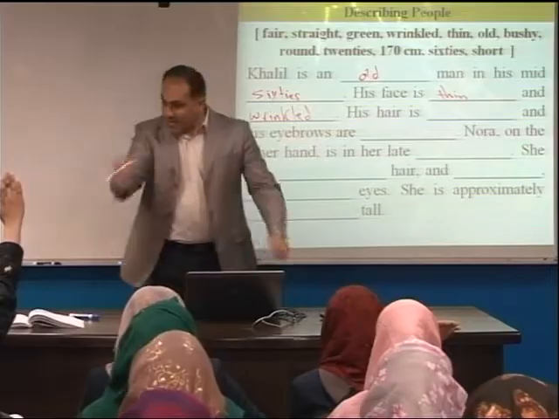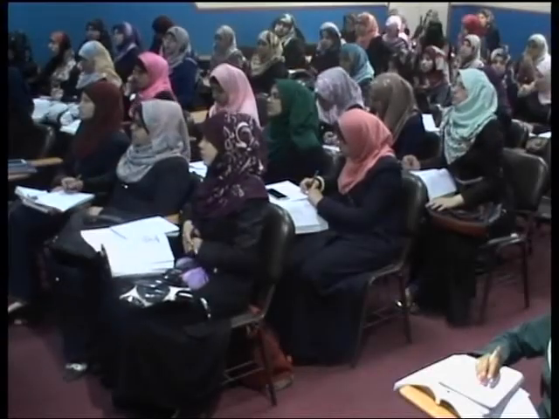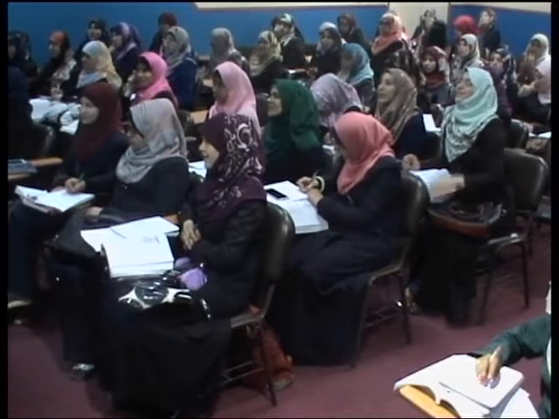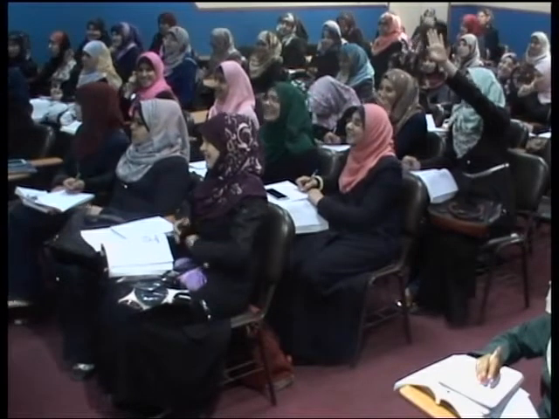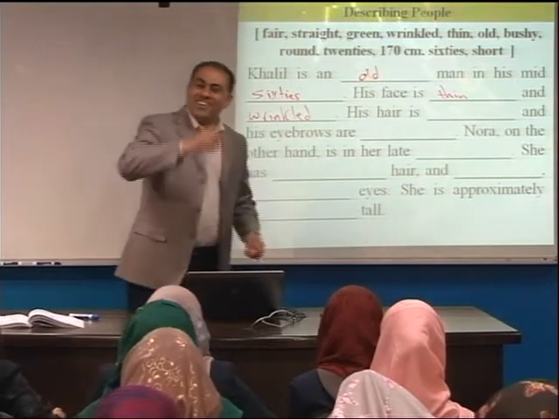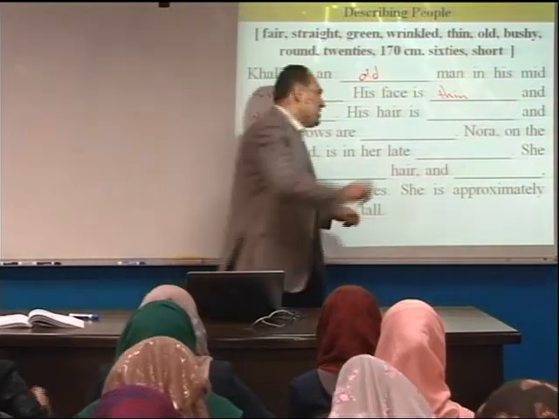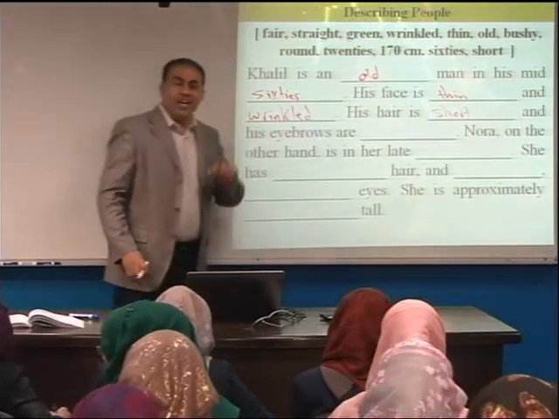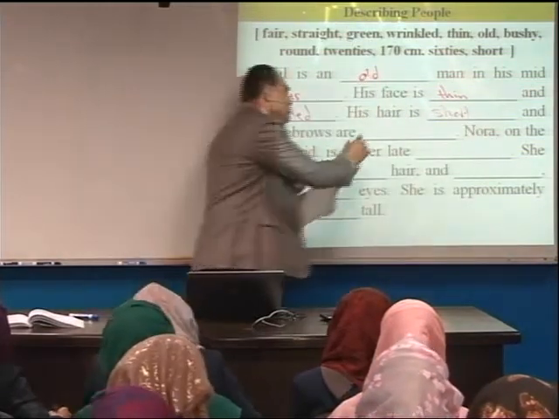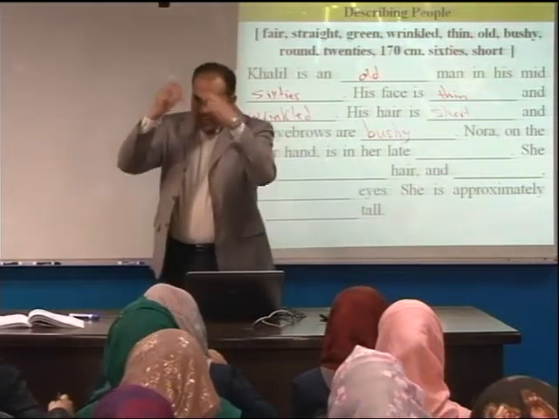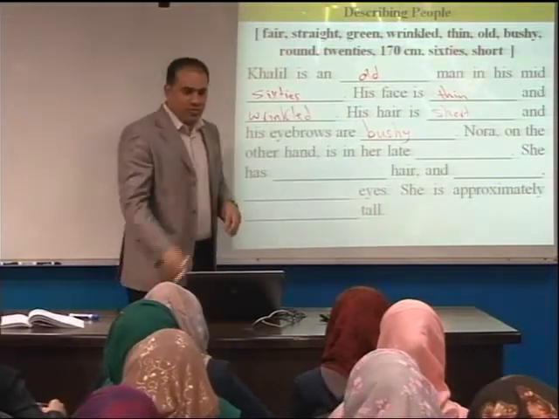All right. Yes, please. His hair is bushy and his eyebrows are green. No. That would be spooky. All right. His hair is short, and the eyebrows are bushy. They're not organized. They're sort of all over the place.